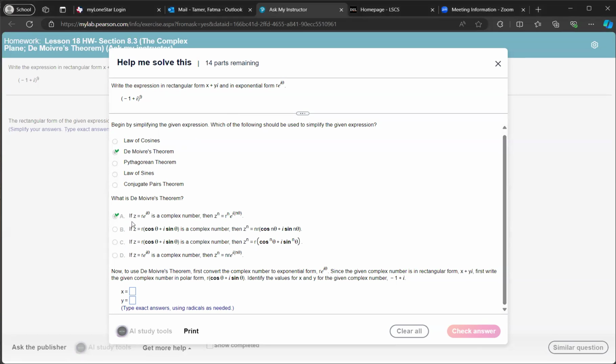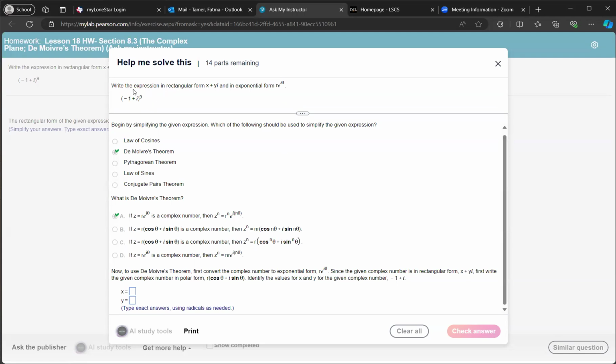De Moivre's theorem is, if you have a complex number z, which is equal to r times e to the power of iθ, and then whenever z is raised to a certain power n, you must raise your r to the n power, and you have to multiply your angle by that n. That's the theorem. Now it's going to keep asking me questions about this.